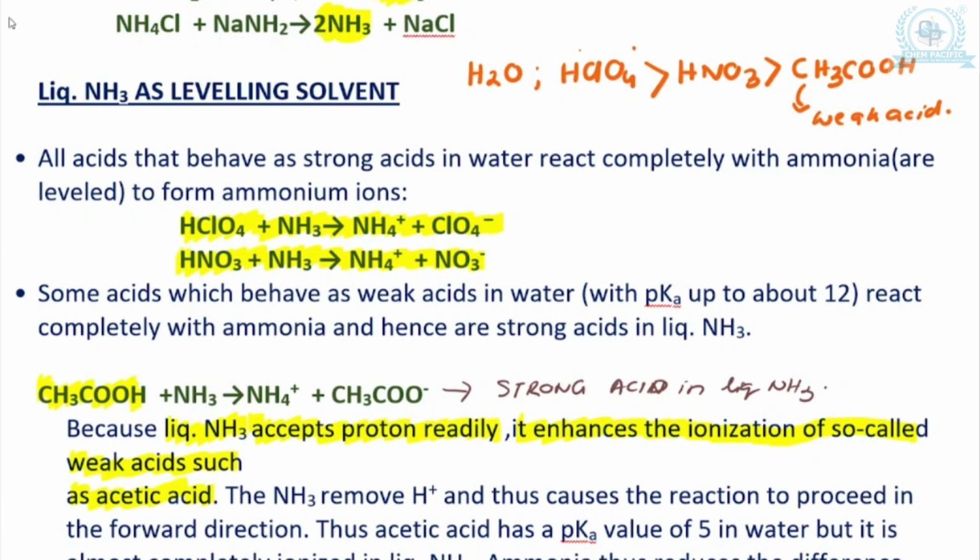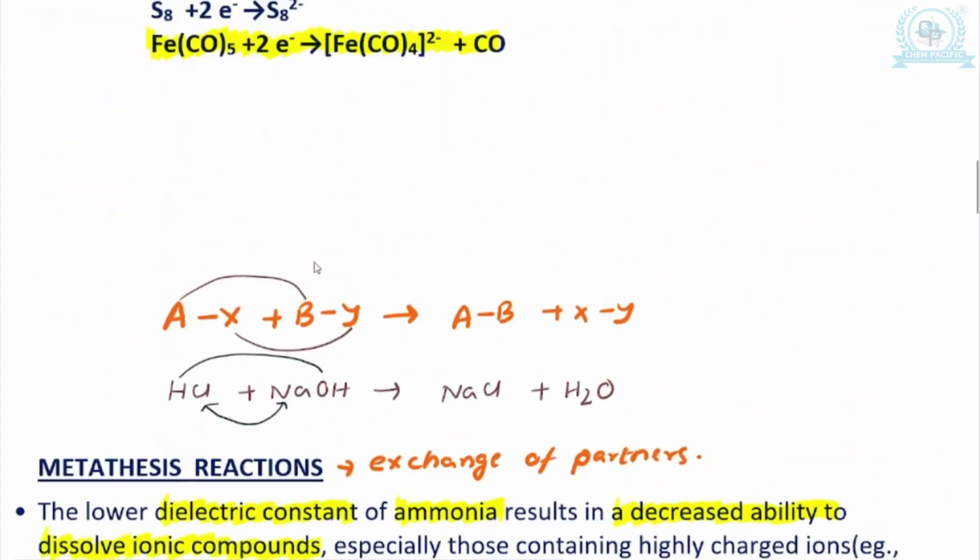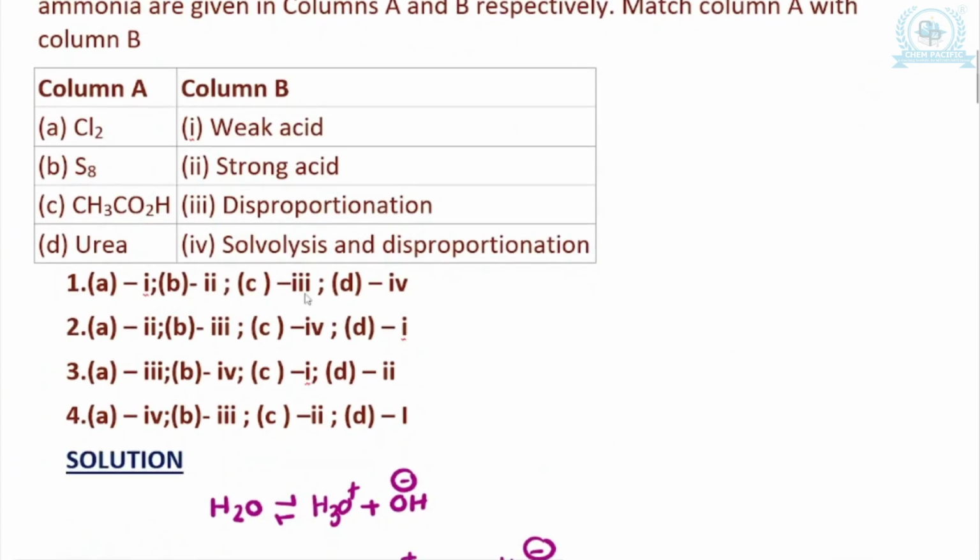ठीक है? So acetic acid जो है, it is acting as a strong acid in liquid ammonia because liquid ammonia accepts proton readily and it enhances the ionization of acetic acid, and now this acetic acid in liquid ammonia will get completely dissociated and will now act as a strong acid. ठीक है? So this we have already solved. ठीक है? Now the answer for acetic acid is a strong acid. So we already solved this. So C will result to 2. So let me write C will result to strong acid. Acetic acid being a strong acid in liquid ammonia. Okay, now let us move on to the next one.